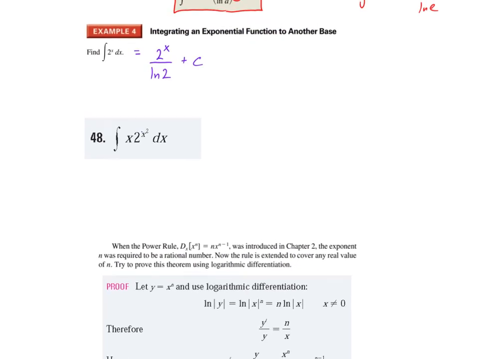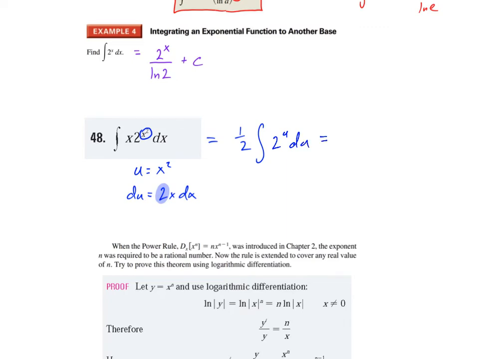This time, the exponent is not just x, it is x squared. So we're going to do u substitution, let u equal x squared. du is then 2x dx, which means we've got this extra factor of 2 we have to handle. So we're going to rewrite this integral as 1/2 the integral of 2 to the u du.